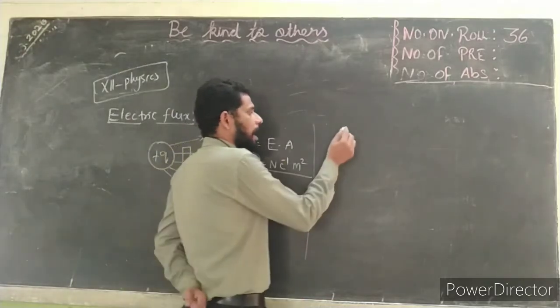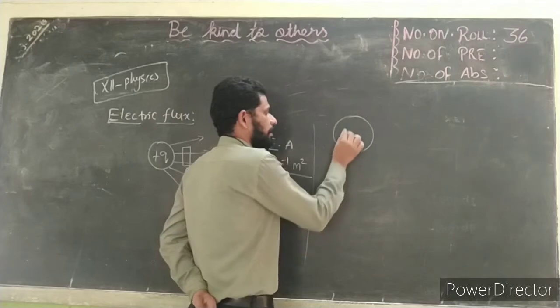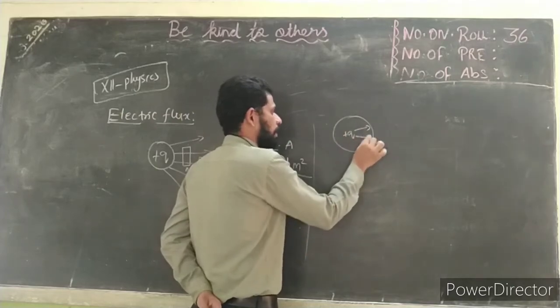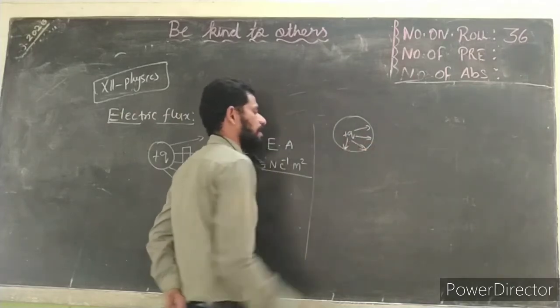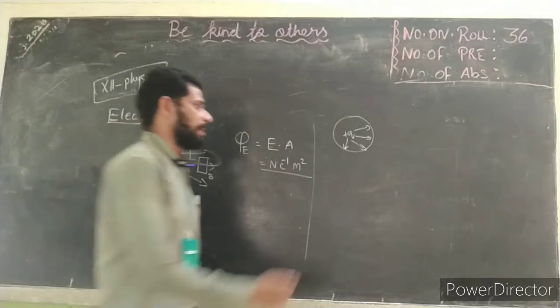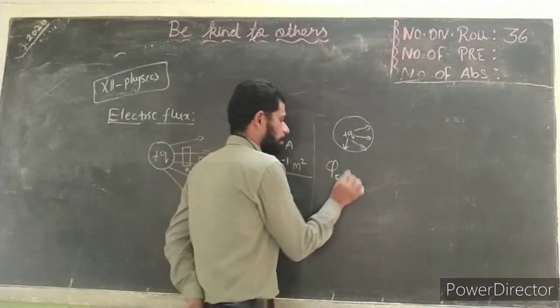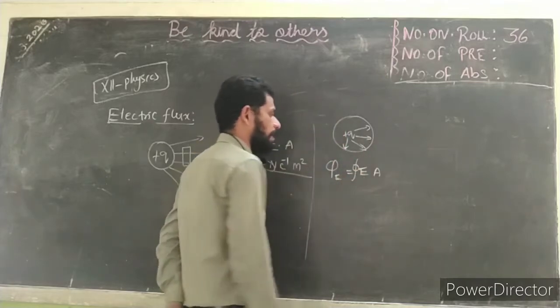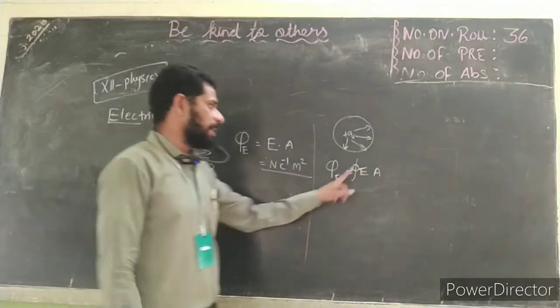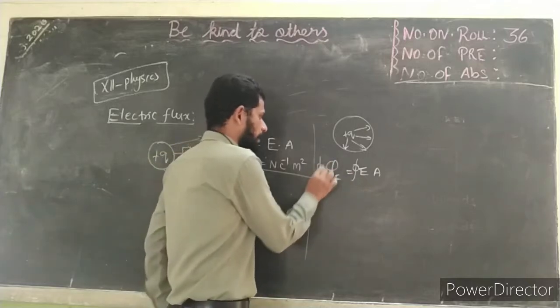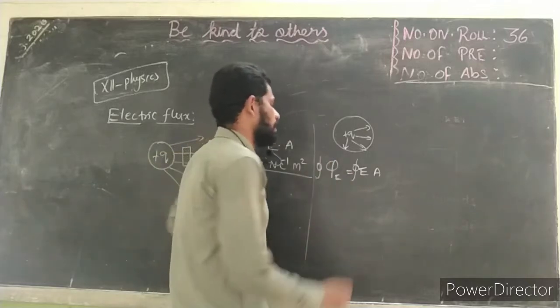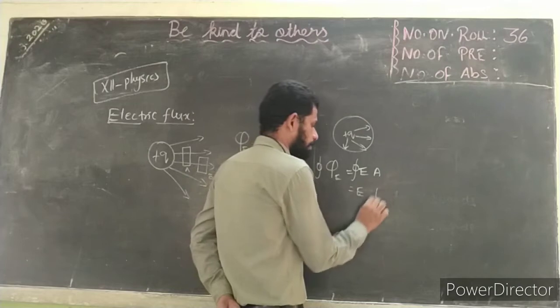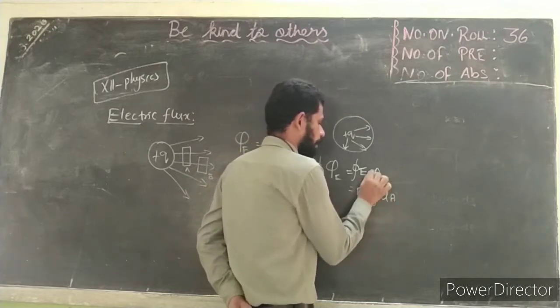Suppose I have one small sphere. Here I have the charge. I don't know what the electric field is on the enclosed surface. How can I find that? Phi E equals E A. Correct? Phi E equals the integral over the enclosed surface. E is a constant, so take it outside. dA will be there.